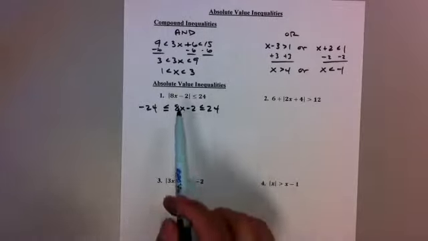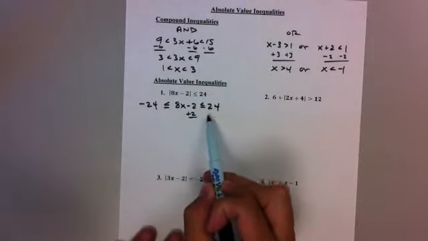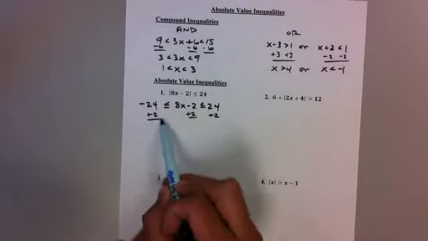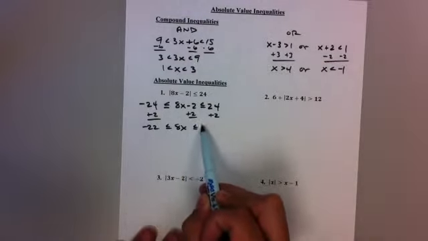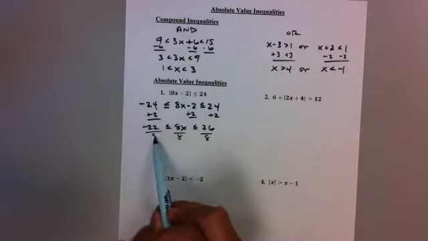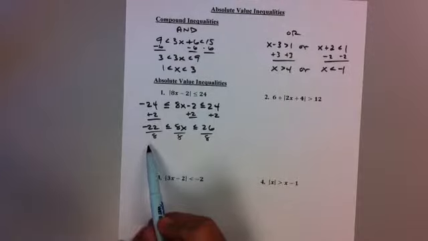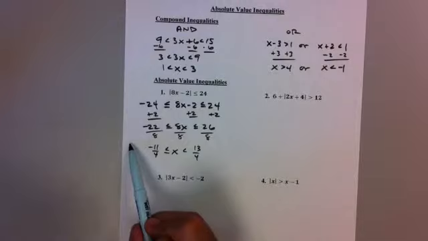And now I've turned this into a compound inequality. And we're going to go through and solve. So I'm going to add 2. Let's get negative 22 less than or equal to 8x less than or equal to 26. Divide by 8. So here I get negative 22 over 8, or negative 11 over 4, less than or equal to x, less than or equal to 13/4. And there you go. That's all there is to it.